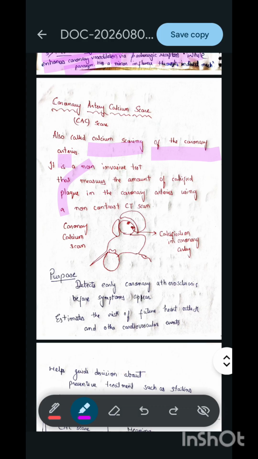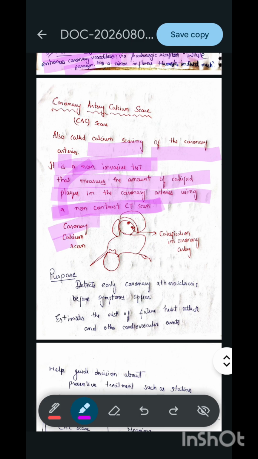Okay, it is a non-invasive test that measures the amount of calcified plaque in the coronary arteries using a non-contrast CT scan. You understand? You have to measure the amount of calcified plaque. Plaque is the blockage which is going to block the coronary artery, and it is going to produce myocardial infarction. So what is the amount of that calcified plaque in that particular coronary artery? That is being measured with the help of a non-invasive, non-contrast CT scan. You don't have to inject a dye in the patient also.